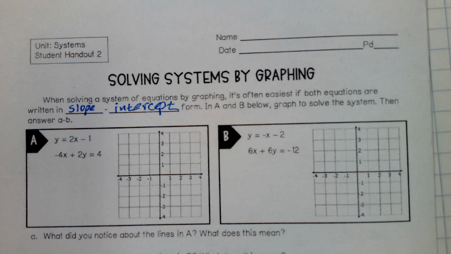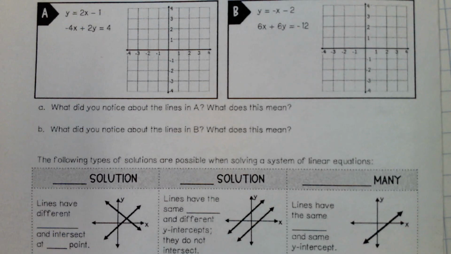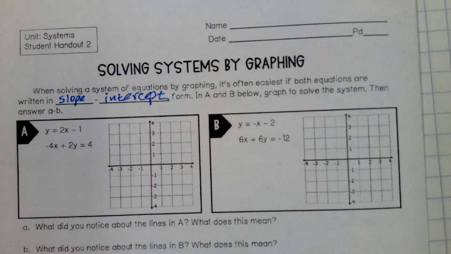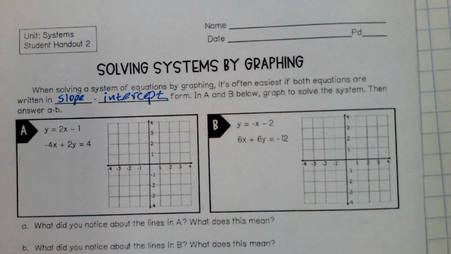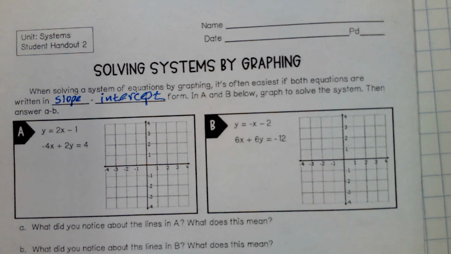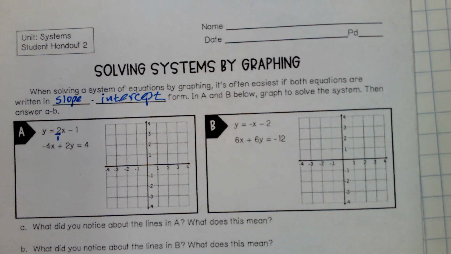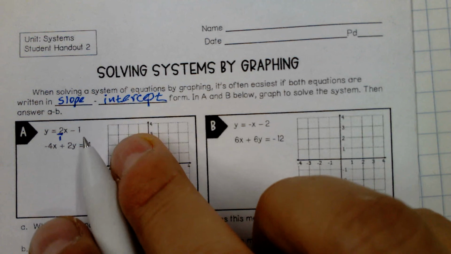Okay, so slope-intercept form is the way we want our equations. In A and B, graph and solve the system, then we're going to answer A and B below. If we look at our equations, you see the top one is in slope-intercept form? So let's just graph that one. My slope is 2 over 1, and our y-intercept is -1.